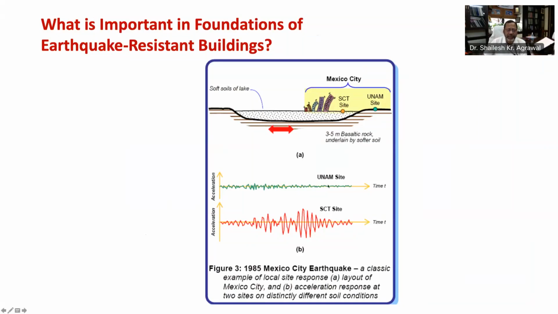Now let's look at this figure 3b, which shows peak ground acceleration, that is PGA. It is a measure of severity of ground shaking. During 1985 earthquake, PGA at the soft soil, which is shown in red, was significantly larger than at the rocky side, which is shown in green.